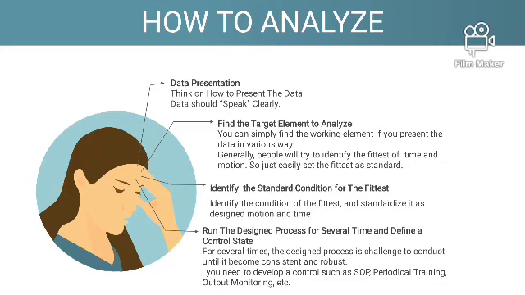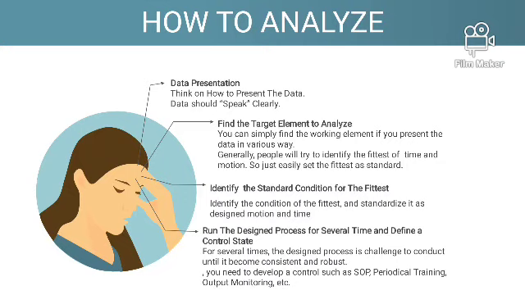Generally, people will define the fittest result for time and motion study. Third, the fittest result is somehow achieved with certain conditions, such as environment, number of people, personnel skill, working shift, etc. Try to specify the fittest result working condition and standardize it as a designated time and motion.